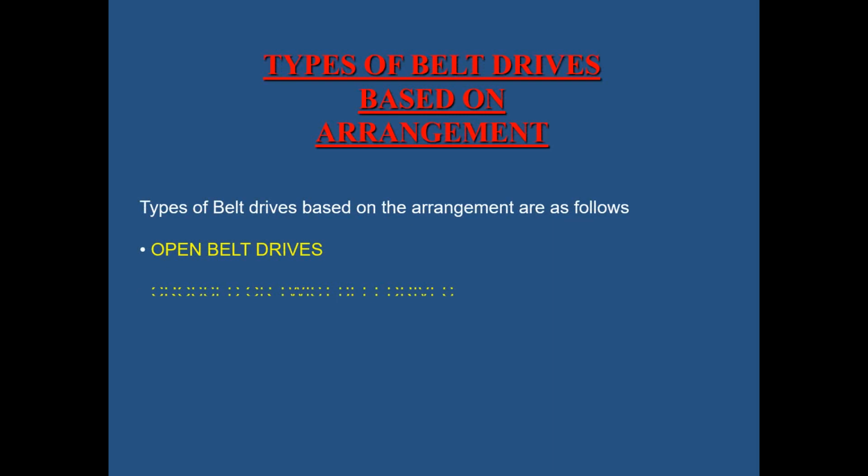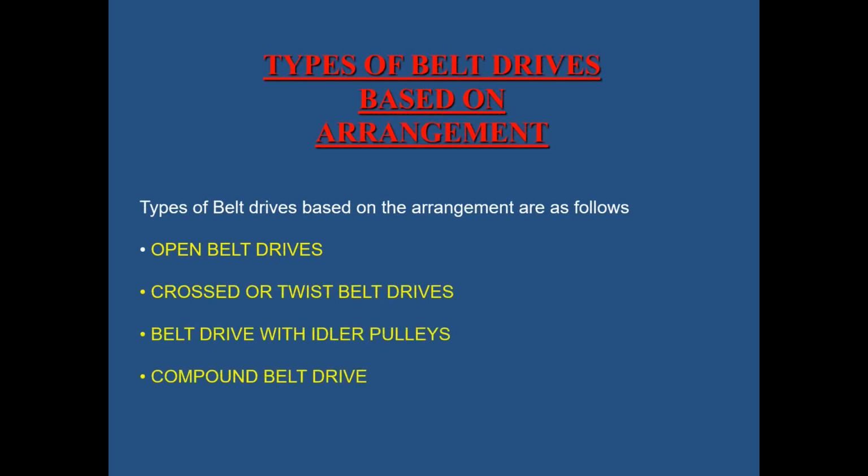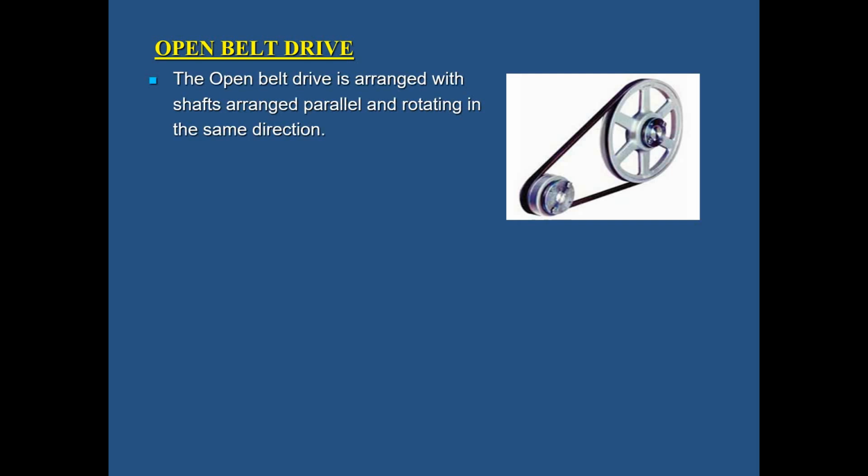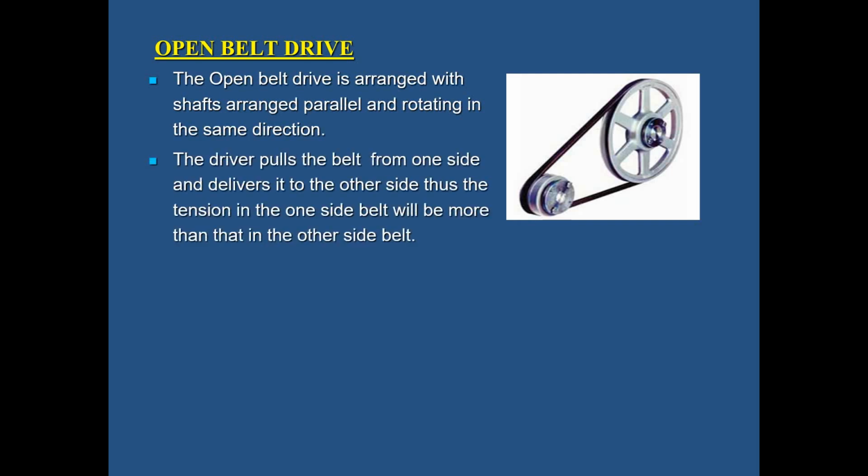And next we are going to see the types of belt drive based on the arrangement. First is the open belt, then the crossed belt, then the belt drive with idler pulleys, and finally the compound belt drive. Individually, we will see one by one. First thing is about the open belt drive. From the image we can see two pulleys connected by a belt. In the open belt drive, the shafts are arranged parallel and rotate in the same direction, not in the opposite direction.